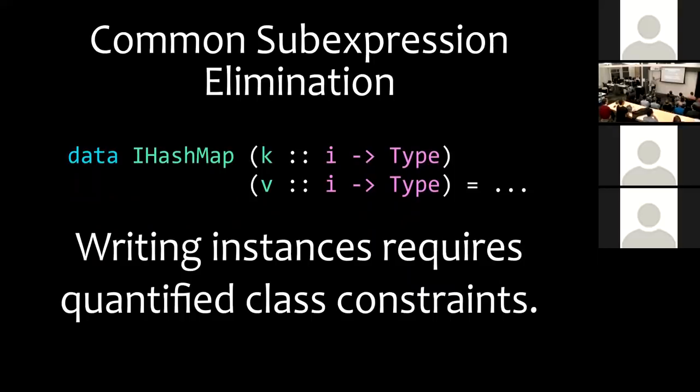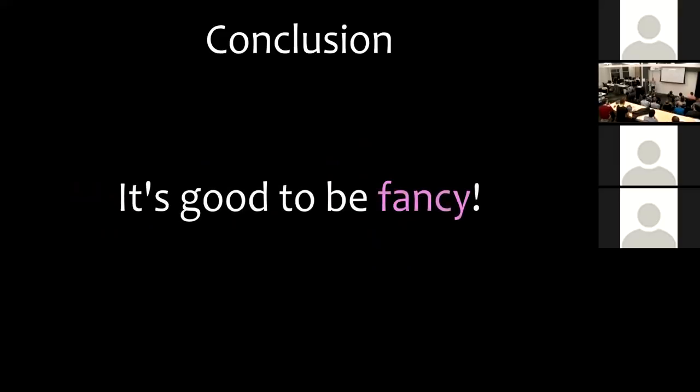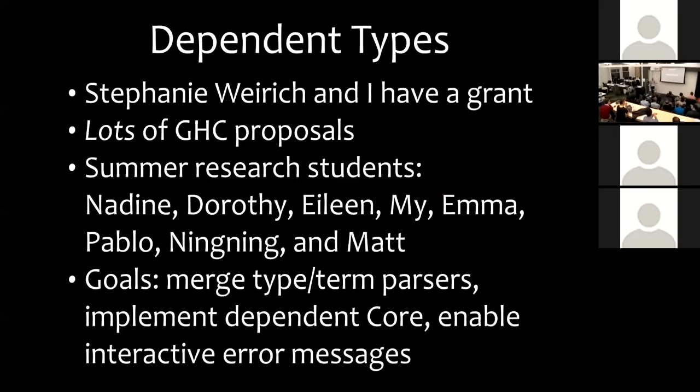Okay, if we wanted to write instances, we'd need these quantified class constraints. We're going to skip over that. So conclusion here, we can use fancy types now in Haskell programs and do practical things. Right? This, in the end, is meant to be a practical program useful for teaching lambda calculus. I will be teaching lambda calculus next year. I will be using this, not teaching the internals, all of this stuff, but it's a good tool. It's a practical tool. So it's good to be fancy.